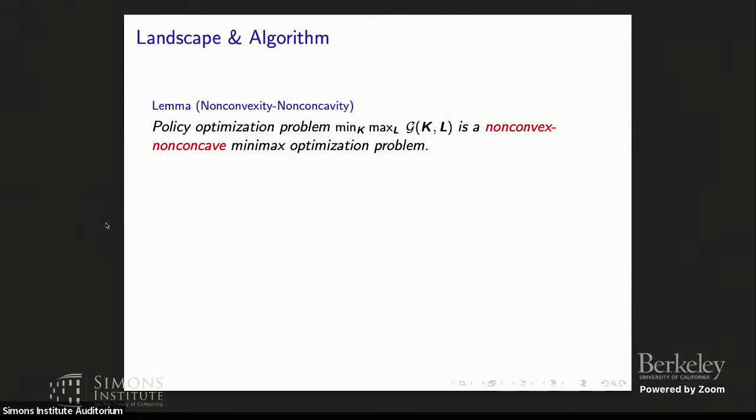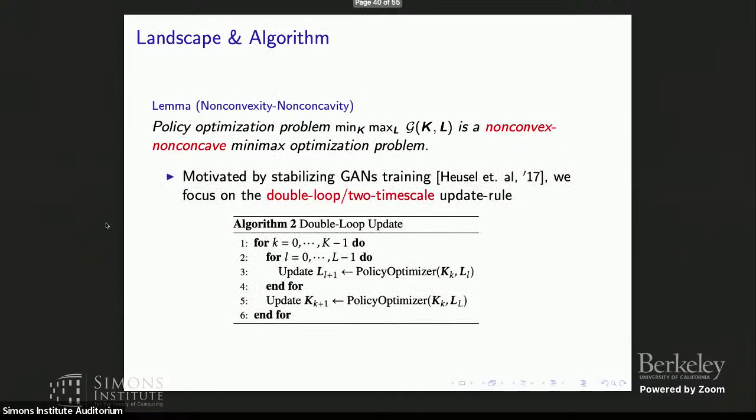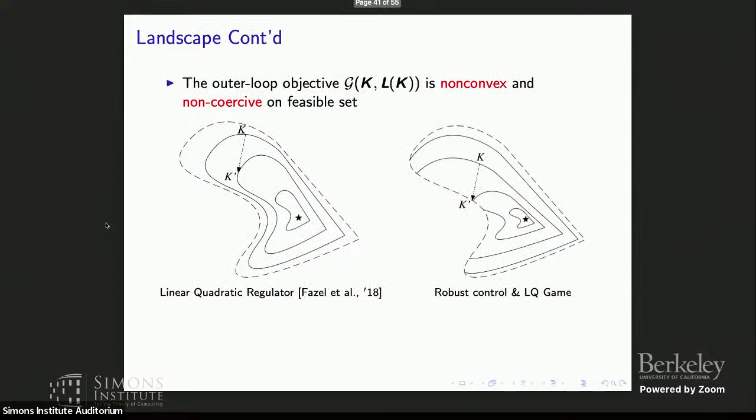However, if you do policy search in this problem, you can easily show that this is a non-convex, non-concave min-max optimization problem. Therefore, motivated by stabilizing the training of GANs, we developed a double loop or two-time-scale update rule, where you update the parameter of the opponent in the inner loop for multiple steps, and then you update the parameter of the controller for multiple steps.